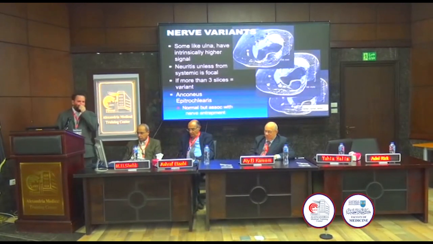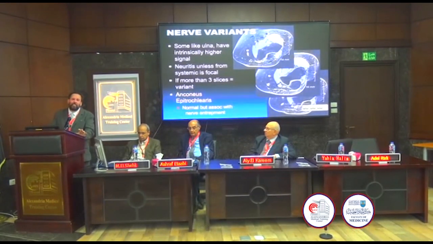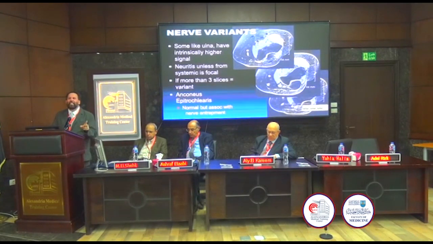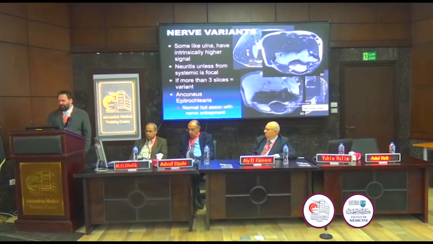Okay, we're going to finish up with the ulnar nerve. Ulnar nerve cubital tunnel syndrome is very, very common. The treatment is to move the ulnar nerve away so it's no longer superficial. The abnormalities that we see are 1, lack of surrounding fat, 2, enlargement, 3, edema. But that edema must be in 3 slices or less. If the edema is on more than 3 slices, that's a normal variant. And we look for an accessory muscle called the anconeus epitrochlearis.